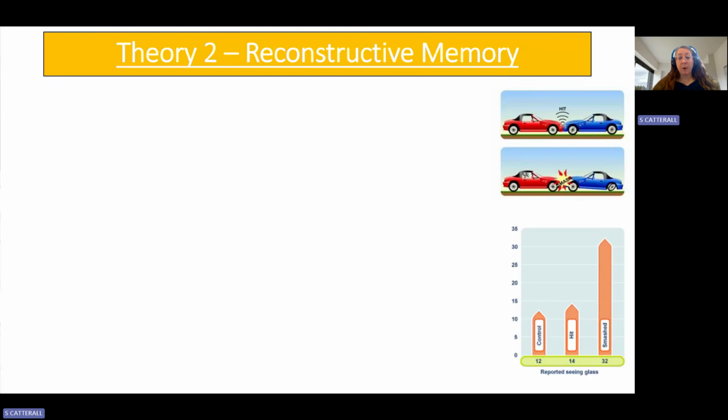Now, theory two is about reconstructive memory. So this is the idea that our memory is not like a video recording of what happens, but it's based on our prior experiences. So we create schemas of what we expect to happen. For example, if we see someone standing at a bus stop, our schema is that they're waiting for a bus, but actually they could just be waiting to cross the road, or it could be raining.